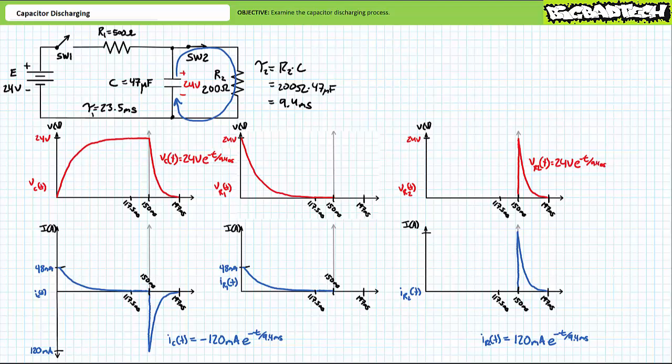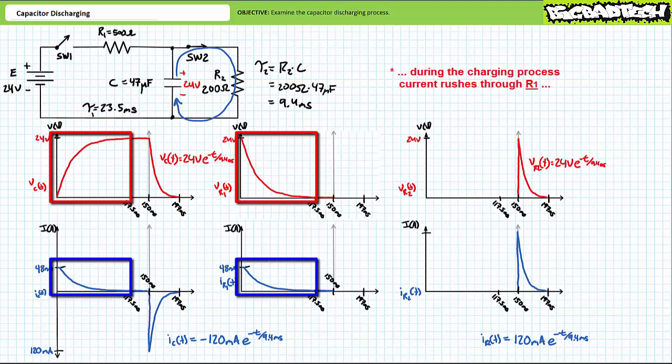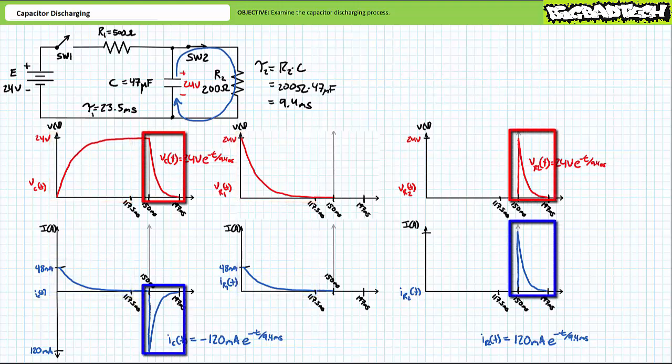Long story short, use the charge equations from 0 to 117.5 milliseconds, use the steady state simplifications from 117.5 milliseconds to 150 milliseconds, and the discharge equations from 150 to 197 milliseconds. This is admittedly an organizational challenge, but should be well within your reach. As with our previous examples, several important takeaways should be immediately identifiable. During the charging process, current rushes through R2 and into the capacitor. While charging, voltage across the capacitor rises. During the discharge process, current rushes out of the capacitor and through R2.